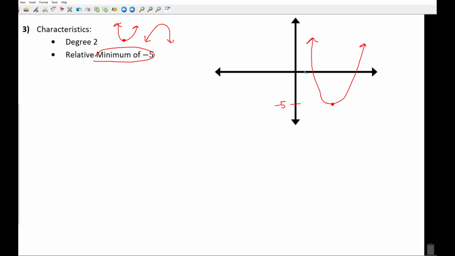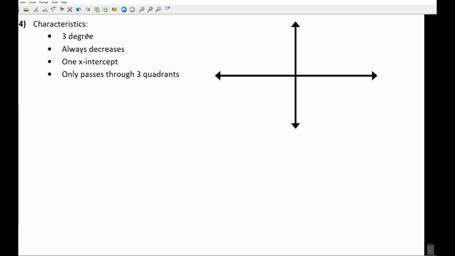And there it is. And the last one says I have a degree of 3, but it only has one x-intercept. So that means it's going to be one of those that looks like the x cubed graph. So it can go this way or that way. It says it's always decreasing, so that means it cannot go up, and it only passes through 3 quadrants. So you choose: you can either not go through quadrant 1 or you can't go through quadrant 3. It's your choice. I'm going to choose to avoid this one. So there's a way to avoid.